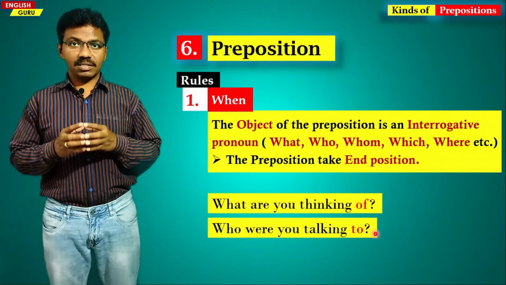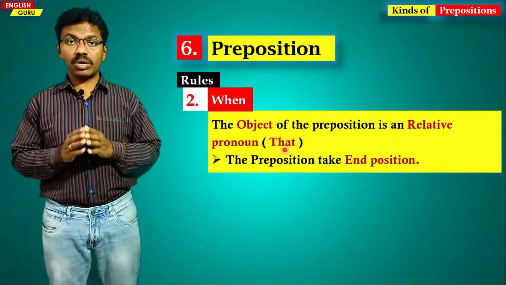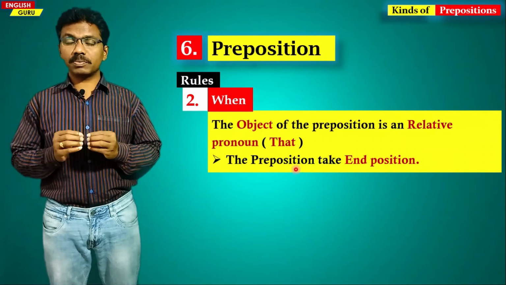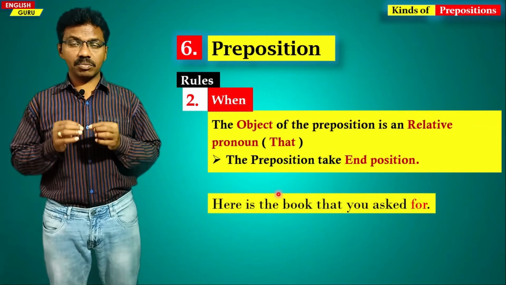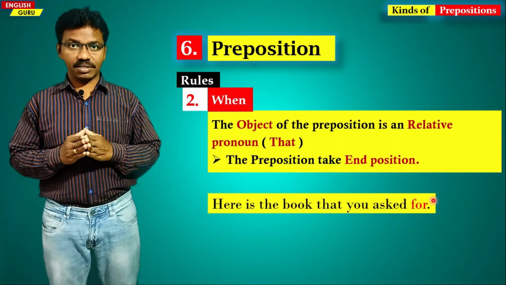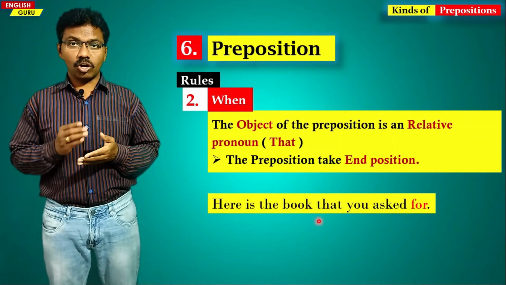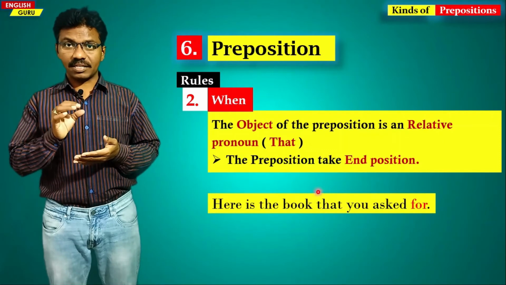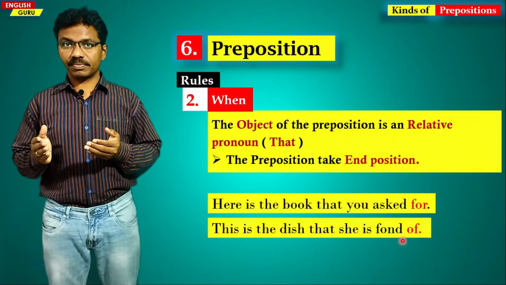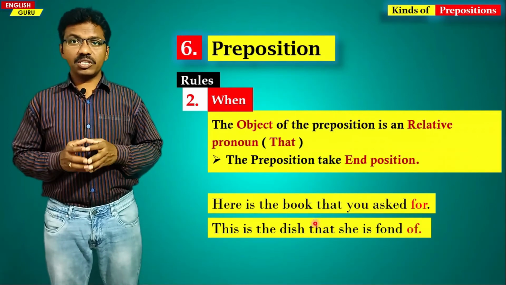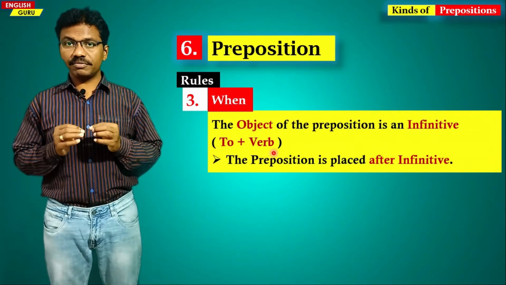In a similar manner, the second one is when the object of the preposition is a relative pronoun that, then also the preposition takes the end position of a sentence. For example, here is the book that you asked for. So for is a preposition and it is placed at the end of the sentence because the object of for is that. The second sentence, this is the dish that she is fond of. So of is a preposition. The third one is when the object of the preposition is an infinitive, that is to infinitive.